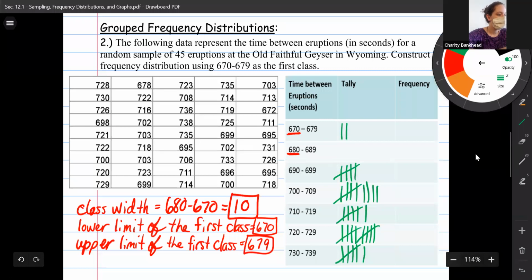672, 711, 695, and 731, 726, 695, and 718. All right, so then I'll write down the actual number. So that would be 2, 0, 7, 9, 8, 11, 7.